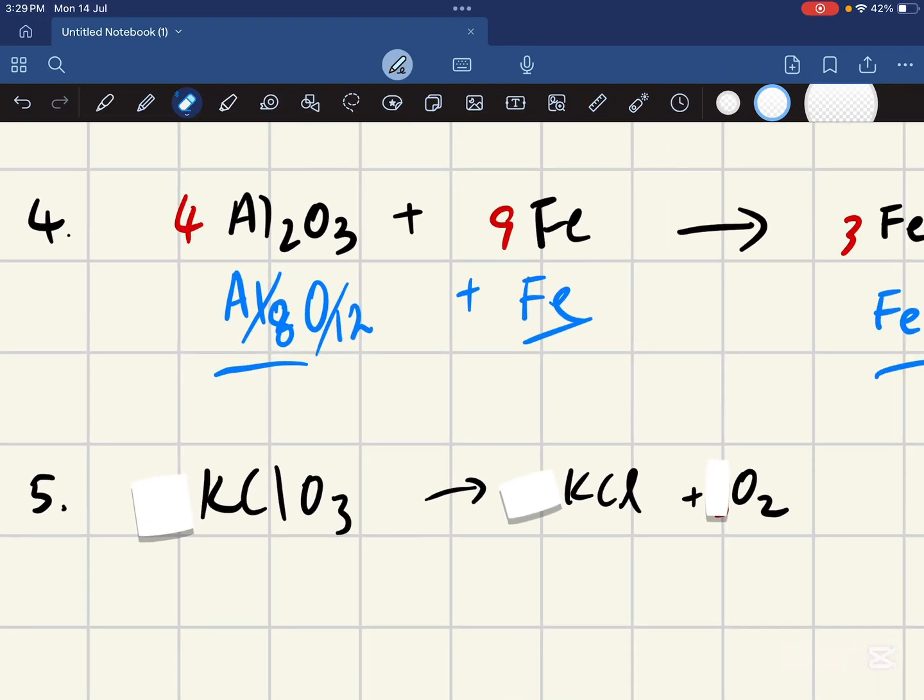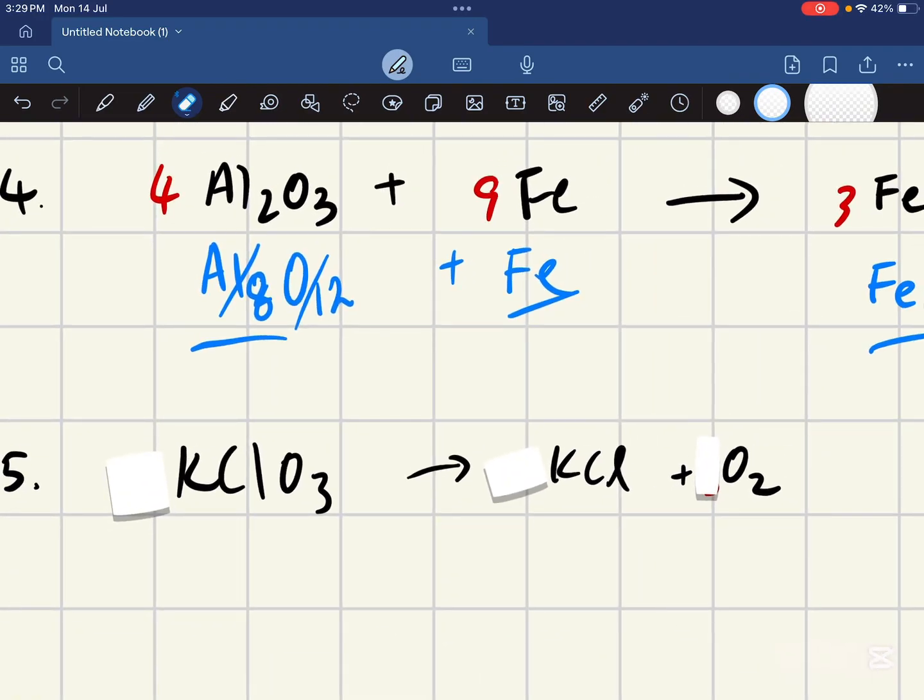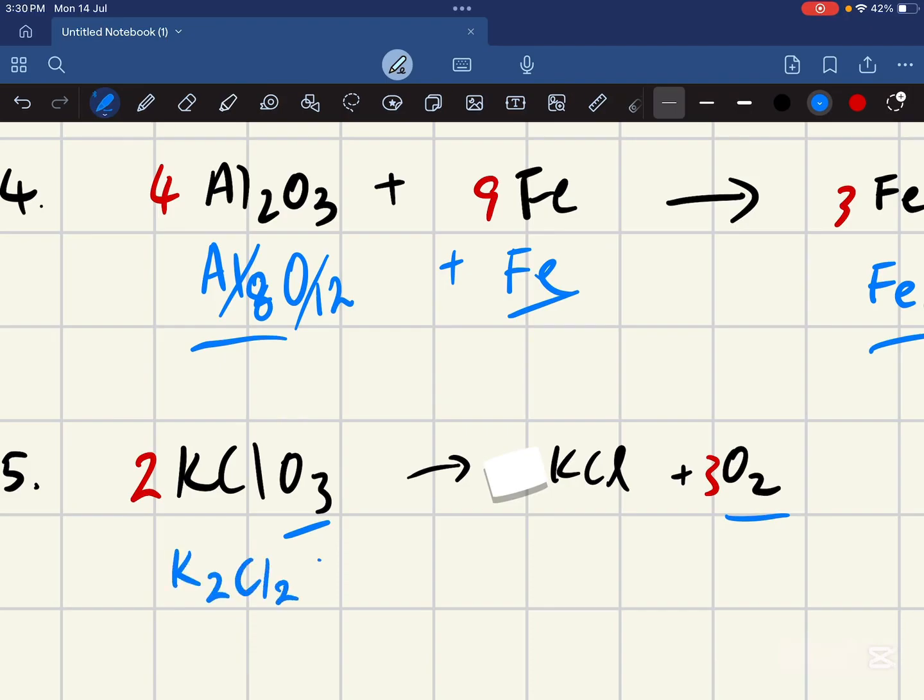Now this one, let's see the next one. Again, I can see O3 and O2, and they're in their own little space. So I'm gonna make both of them O6. O3 to O6 times 2, O2 to O6 times 3. And now, since we've got the O6s covered, we can expand this. K2, Cl2, O6. KCl, O6.